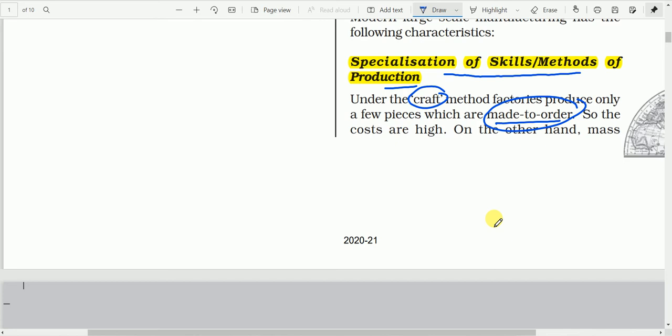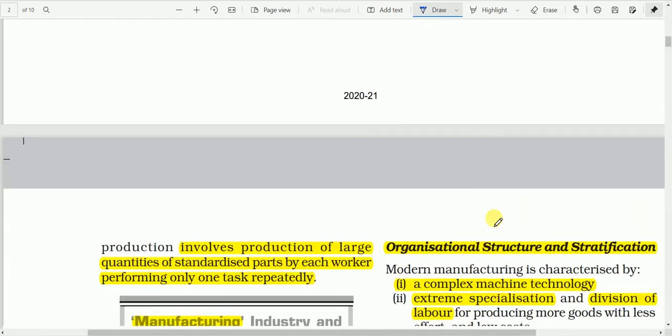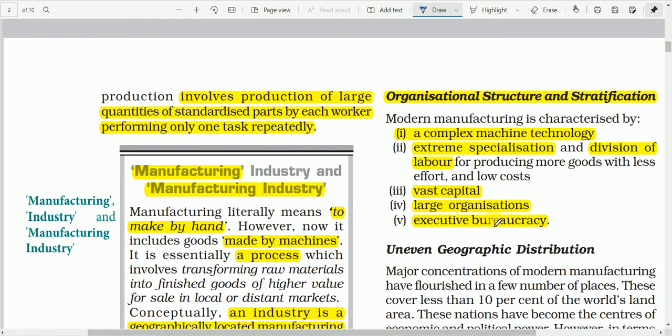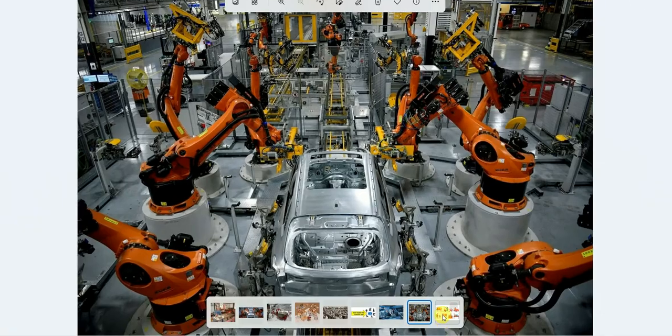However, for the modern large scale manufacturing process, we have specialized skills as the method of production. This modern large scale manufacturing involves production of large quantities of standardized parts, with each worker performing one task repeatedly. Okay, one person will handle only a particular task. Just see here.